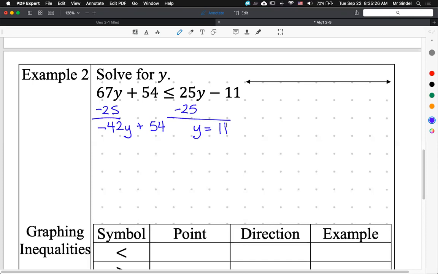So does this match what you have on your paper? Yeah. Okay. Looks like I have a few hands. Yeah, Yesenia?